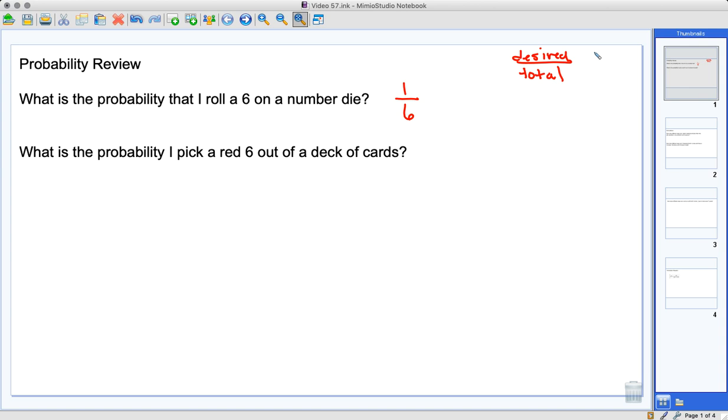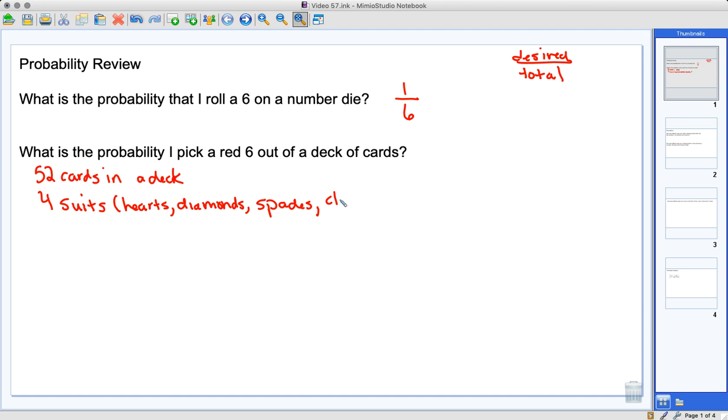Okay. So we go talk about a deck of cards, because not everybody plays with decks of cards. Okay, there are 52 cards in a deck. There are 4 suits. Okay, those are hearts, diamonds, spades, and clubs. There are 13 of each suit. Okay, and they go ace to king. So ace, 2, 3, 4, 5, 6, 7, 8, 9, 10, and then jack, queen, and king. Okay, so just kind of decide that.